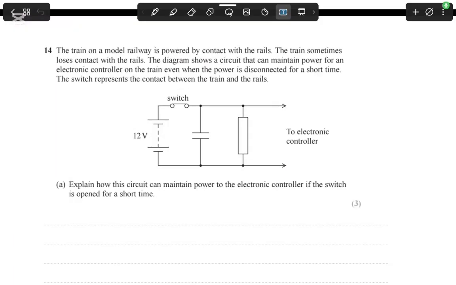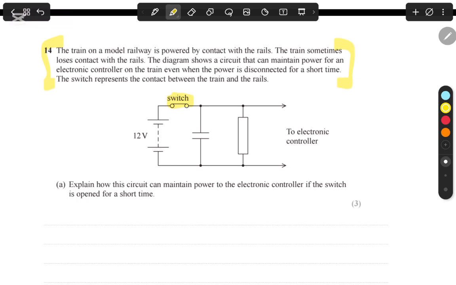Number 14: the train on the model railway is powered by contact with the rails. The train sometimes loses contact with the rails. The diagram shows a circuit that can maintain power for an electronic controller on the train even when the power is disconnected for a short time. The switch represents the contact between the trains and the rails. So we have this circuit which is representing the situation presented in the question. When the switch is open, the train and the rails lose contact. And when the switch is closed, the train and the rails come into contact again.